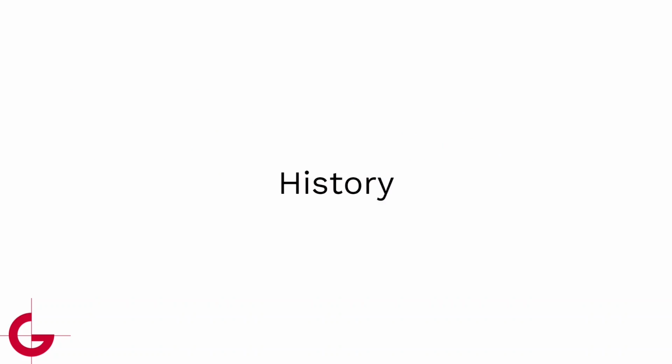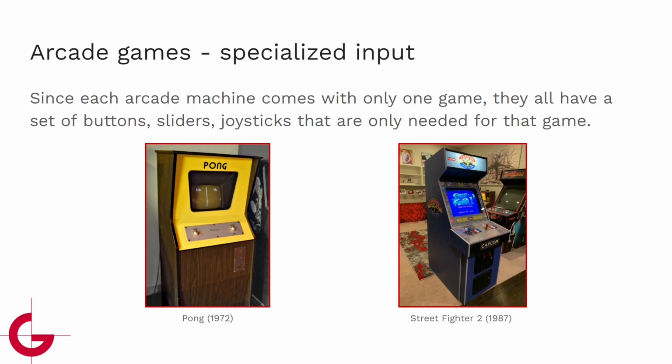So first of all, a little bit of a history lesson here. I promise you won't be boring. So let's start with the very beginning, which are arcade games. Each arcade cabinet, arcade machine, came with only one game on each arcade. And this is great because the designer of the game can design some specialized input devices like buttons, sliders, joysticks that are only needed for that one game.